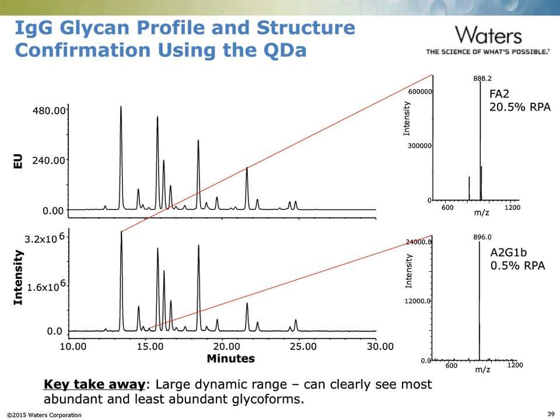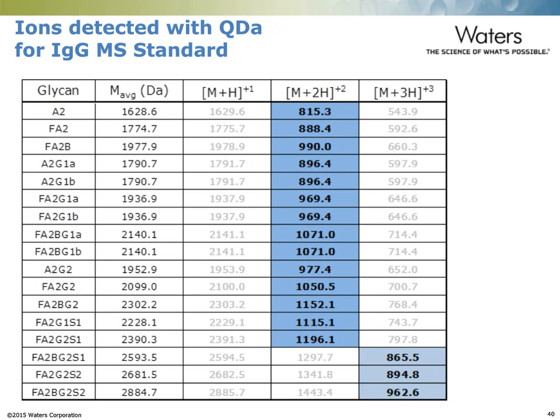So this highlights our ability to see not only the most intense, but often the least intense, or lower intensity structures with the QDA as well. And if we look at the structures that we would see within that released glycan profile for the IgG standard, you can see across all of the structures contained within it, we're getting very good mass information and are able to see those structures, whether they be in a +2 or a +3 charge state. And that's giving us the ability then to confirm those structures.